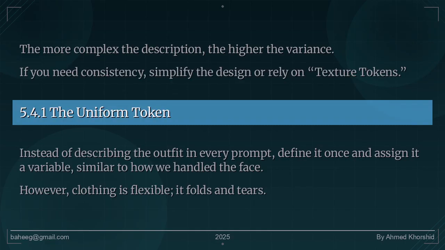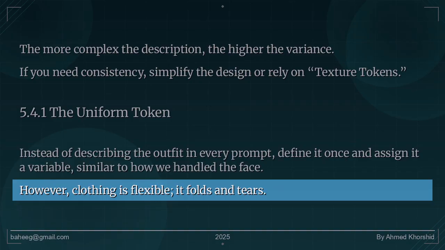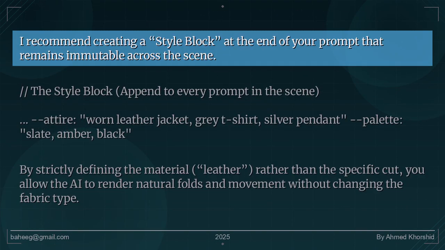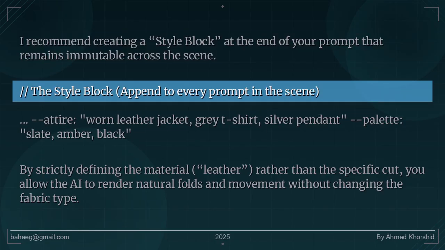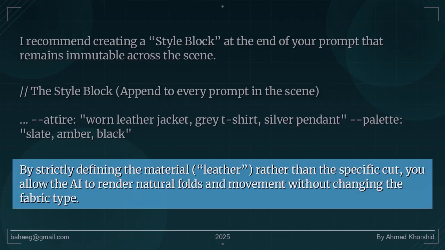Point 5.1: the uniform token. Instead of describing the outfit in every prompt, define it once and assign it a variable, similar to how we handled the face. However, clothing is flexible, it folds and tears. I recommend creating a style block at the end of your prompt that remains immutable across the scene. The style block, append to every prompt in the scene. Attire: worn leather jacket, grey t-shirt, silver pendant. Palette: slate, amber, black. By strictly defining the material, leather, rather than the specific cut, you allow the AI to render natural folds and movement without changing the fabric type.